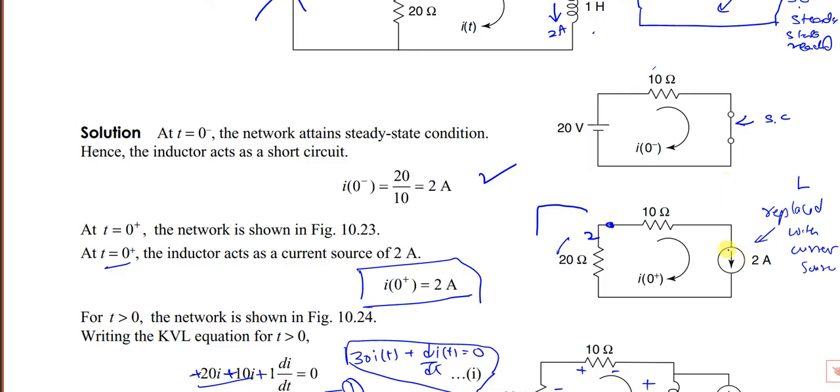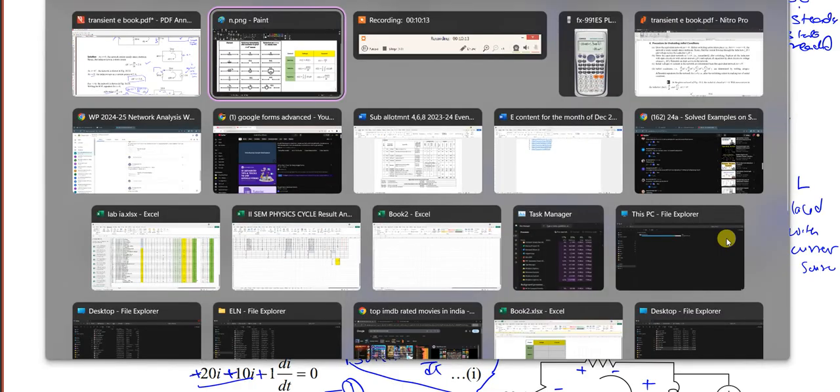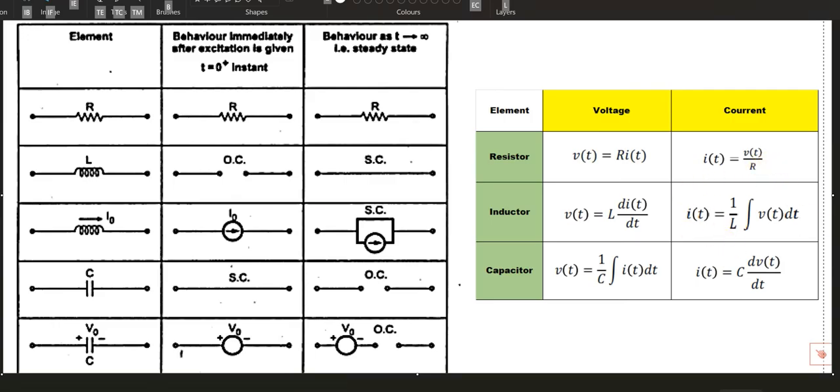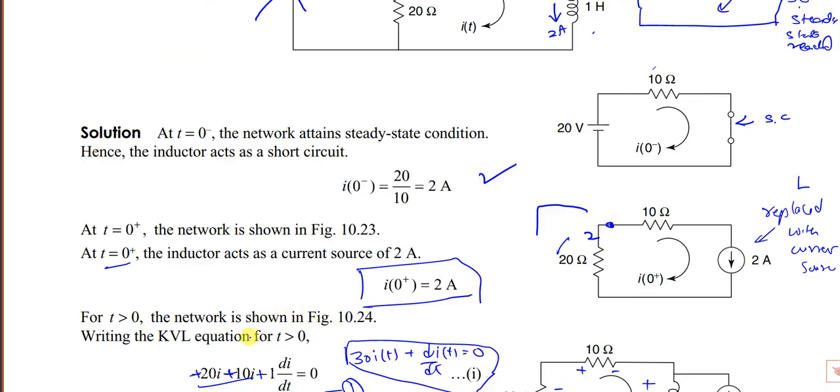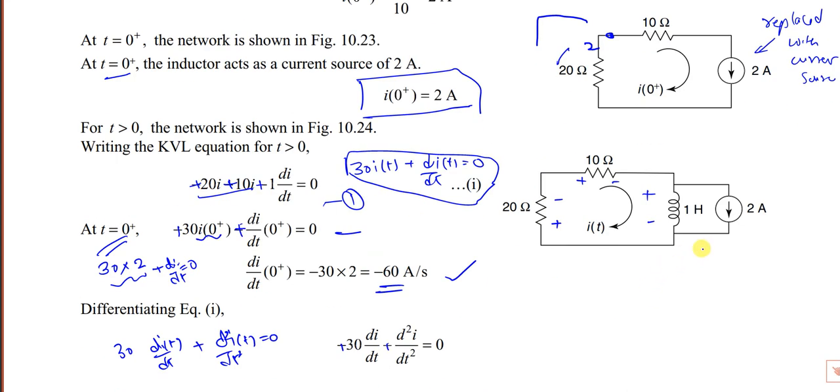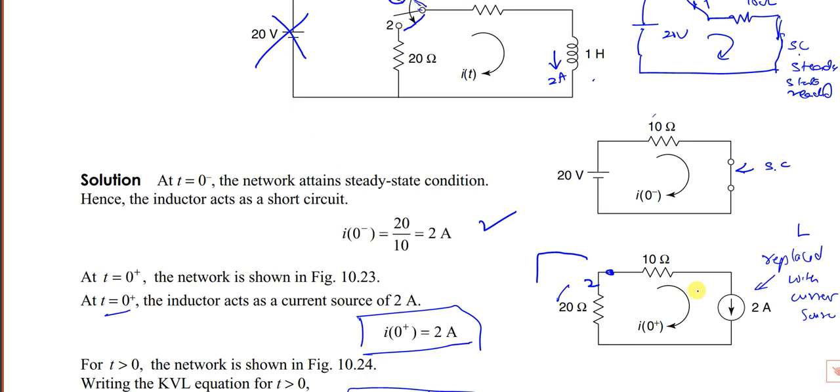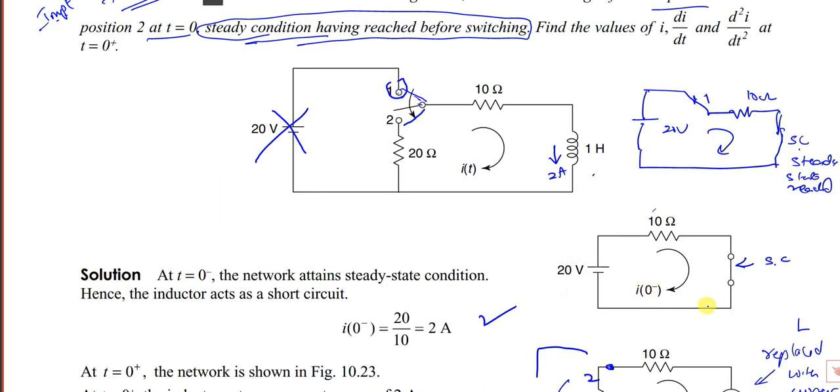If there is any initial current in the inductor at t is equal to 0 plus, it is not replaced by an open circuit. It should be replaced with the initial current value, acting as a current source of that value. So now IL of 0 plus is the same as this 2 amps. Now apply KVL for t greater than 0 for this original circuit.